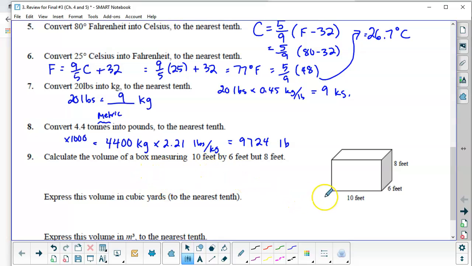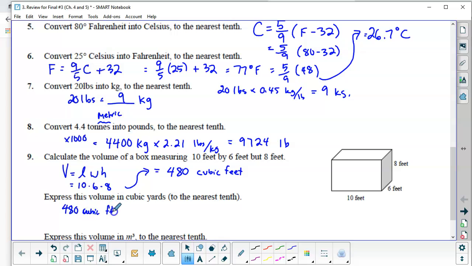Calculate the volume of the box. So remember, this is a prism, so volume is length times width times height. So 10 times 6 times 8. Try to do that in your head. That's 10 times 48, which is 480. And this will be cubic feet. And then convert that to cubic yards. So 480 cubic feet equals how many cubic yards?